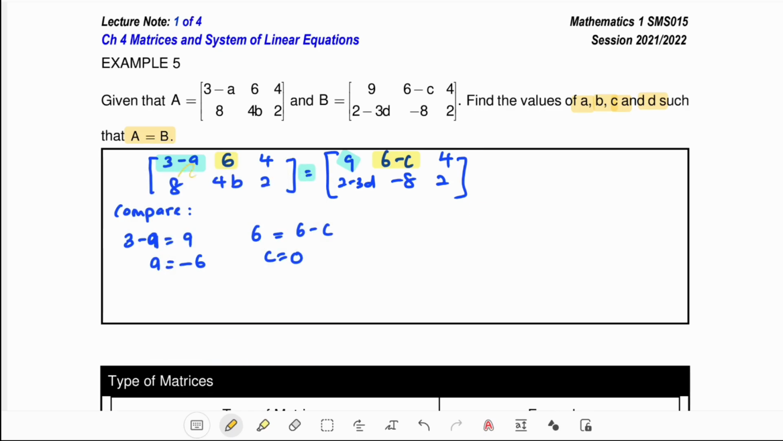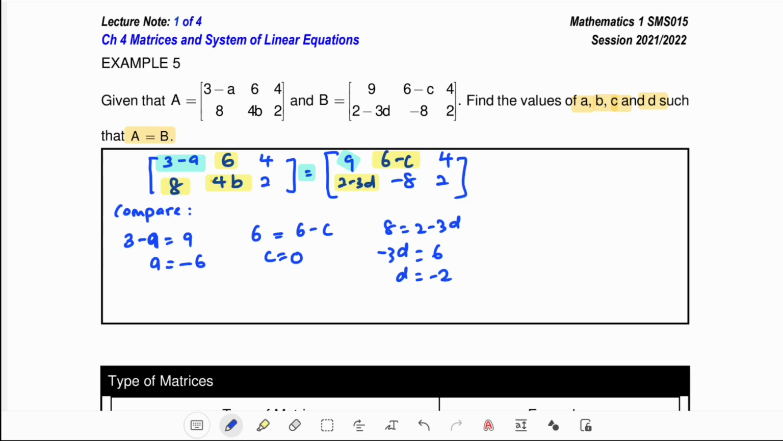So 4 cannot be compared with 4. Next comparison might be this one, 4B with 8 with 2 minus D. So just need to compare this. 8 equals to 2 minus 3D. So we just calculate. So negative 3D equals to 6. So D is equals to negative 2.